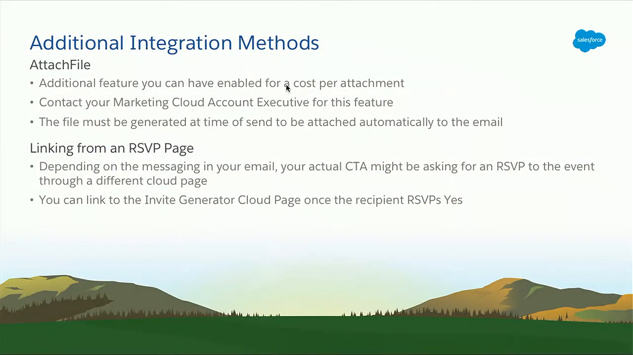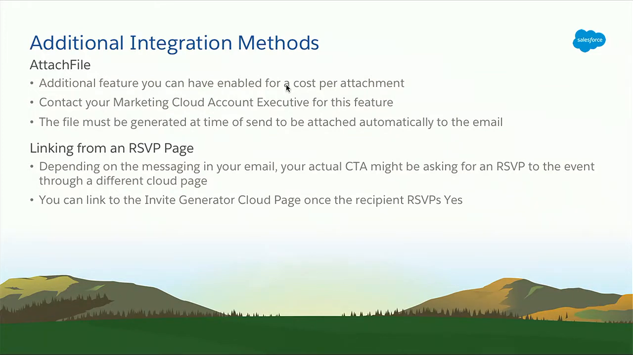So there are a couple of other ways that you could link out to this cloud page. So you could use the attach file function, but I just want to let you know this isn't enabled in Marketing Cloud by default. You'll have to talk to your account executive for this, and also there's a cost per attachment. It also means that the file has to be generated in the email itself to be automatically attached, and that requires a little bit more configuration than I can show you today, but it's basically the same principles.